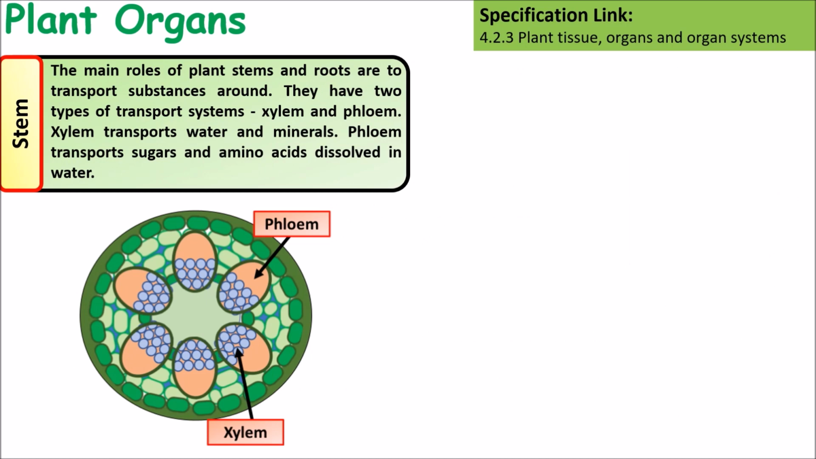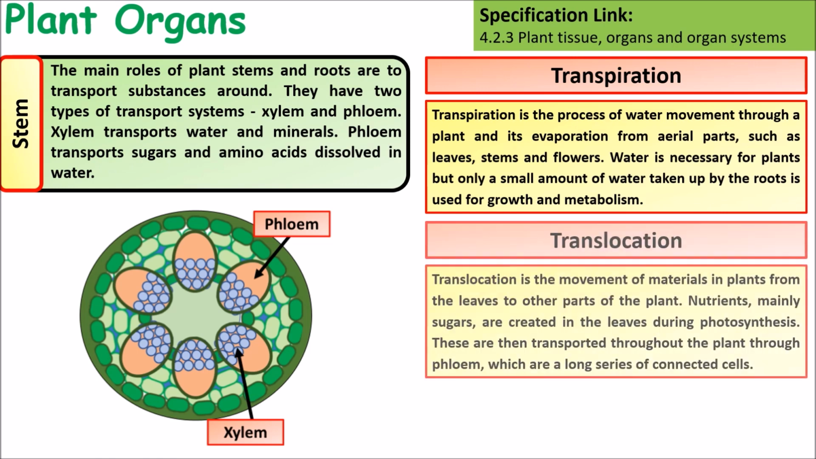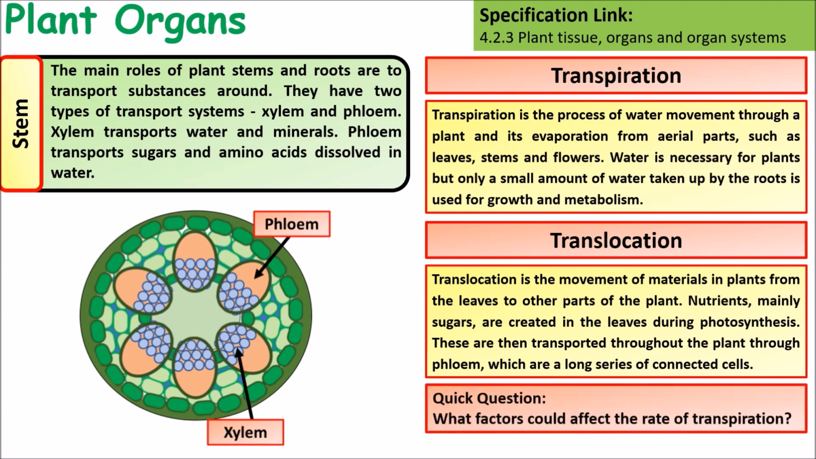The main role of the stem and the roots is to transport substances around. Right? They both have phloem and xylem within them. Within the stem, there are two main processes that we need to think about. So transpiration. Transpiration is the process where water is moving up the plant, from the roots to the leaves. At the leaves, it evaporates and pulls water from the soil upwards. And translocation. Translocation is the process where the plant is moving nutrients, the sugars that it's made in photosynthesis, around it. Things that could affect the rate of transpiration are basically anything that is going to increase evaporation. So if it's warmer, if it's windy, if there's a low humidity around the plant.